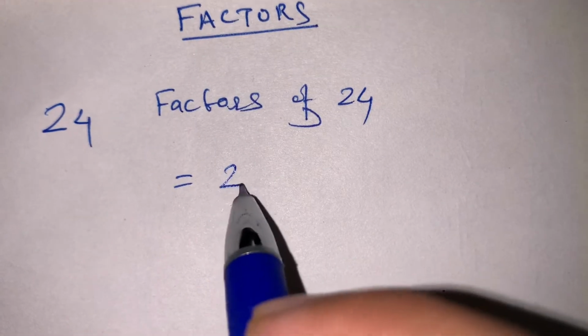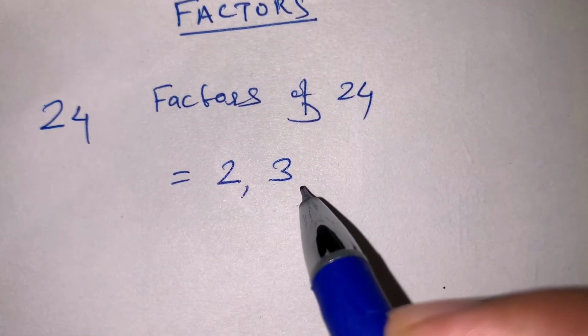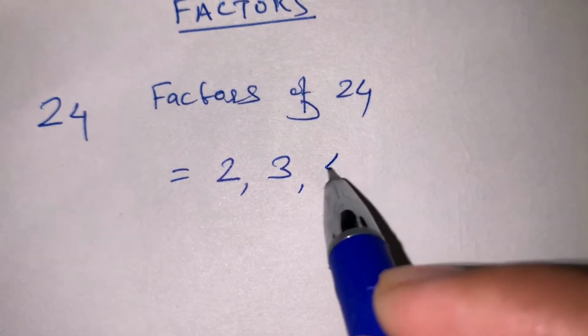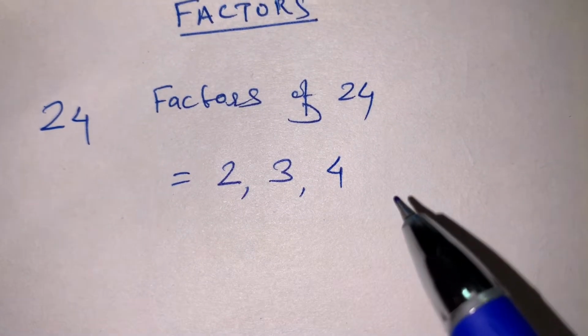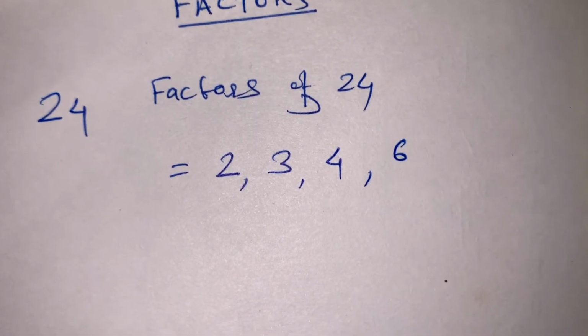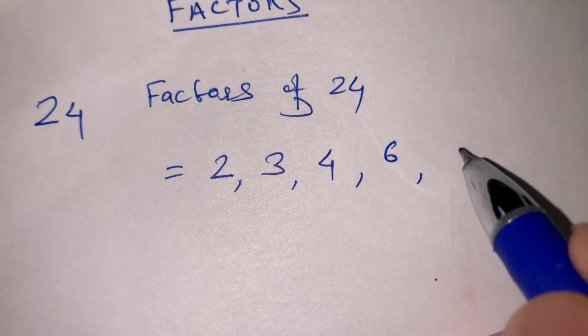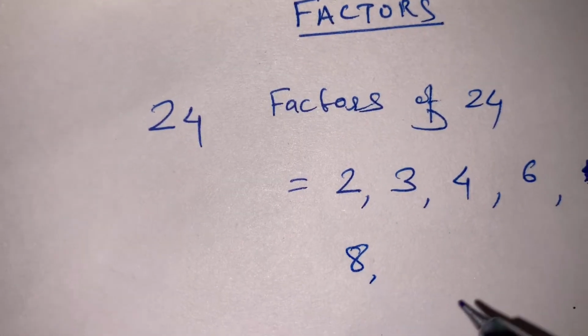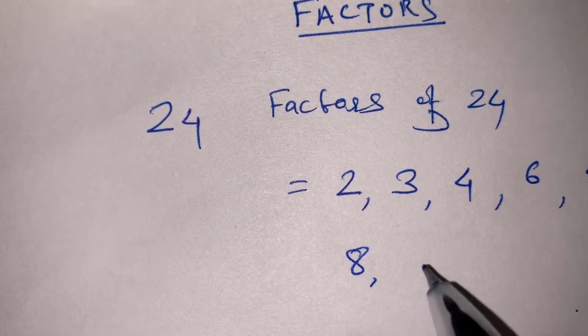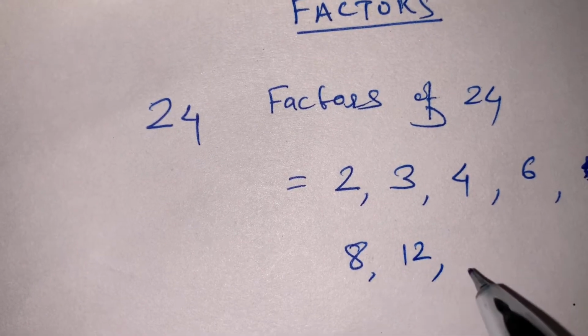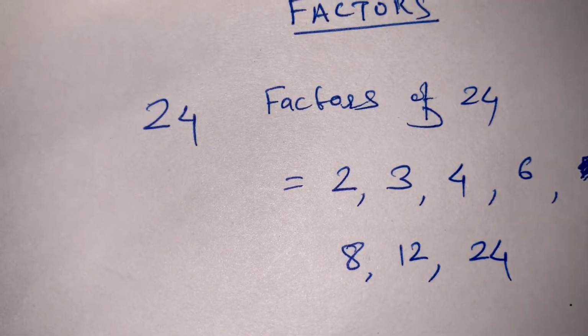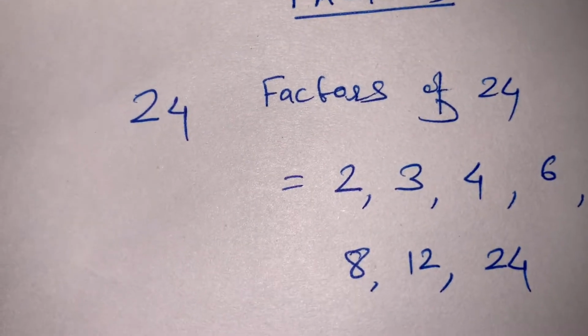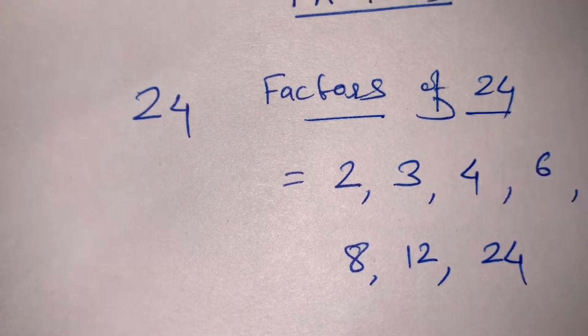So for example 2, then 3, 3 8s are 24, then 4, 4 6s are 24, then 6, 6 4s are 24, then we have 8, 8 3s are 24, then we have 12, and then at the end we have 24 itself. So all these numbers are the factors of 24.